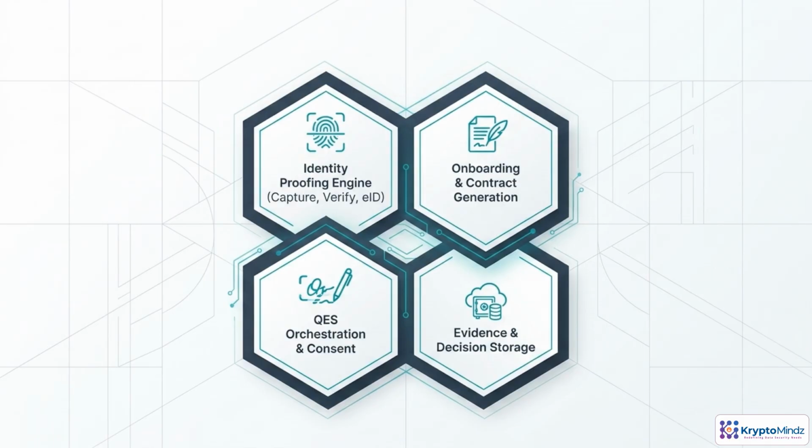Now let's turn this into 4 collaborating engines. First, identity proofing captures documents or eID data and verifies the person to the right assurance level. Next, the onboarding engine uses those verified attributes to open the account and generate the contract. Then, the QES orchestration layer drives the signing ceremony with the QTSP and captures explicit consent. Finally, evidence and decision storage keeps a tamper-resistant record that ties identity, contract, and signature together.